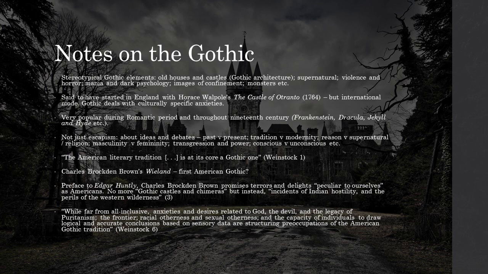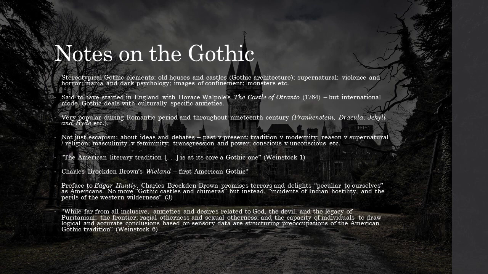We might also think about the supernatural, or at least the possibility of the supernatural. We might think of the Gothic as associated with violence and horror and terror, with mania, dark psychological troubles, trauma perhaps. We might think of images of confinement, those houses and castles again, but also closets and dungeons. And we might think of monsters. The most famous of these, although it's actually a misnomer, is Frankenstein's monster. He's actually referred to as the creature in the novel. But certainly monsters, also vampires, these kind of things are familiar images of the Gothic.